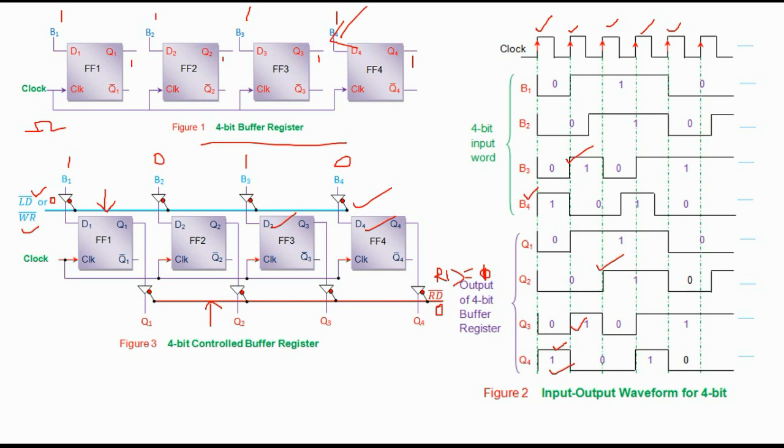So whatever the present state of this buffer register is would be the outputs, right? Those outputs can be read when you set this red line to low, 0. Then the data is read and displayed as a single word. This is about the buffer register and the control buffer register.